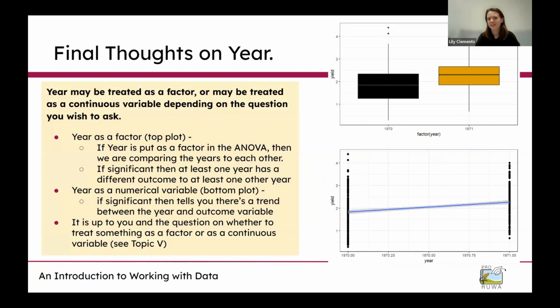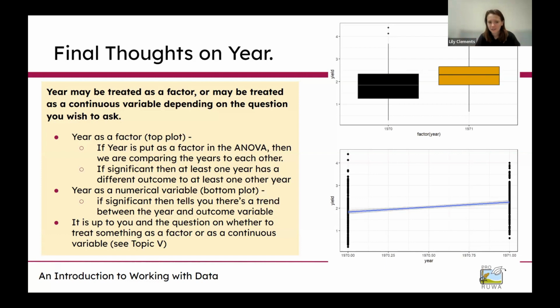So I just wanted to say some final thoughts on year before moving on. Because year is always a very interesting variable. Year may be treated as a factor or may be treated as a continuous variable, depending on the question you wish to ask. So in our top plot here, we've got year being treated as a factor. We could see this because we've got our two box plots. If we put year as a factor in the ANOVA, then we're comparing the years to one another.